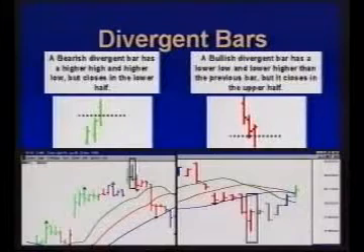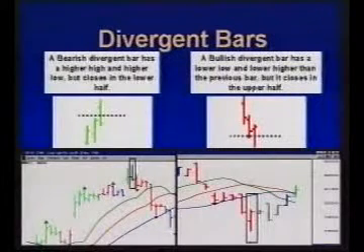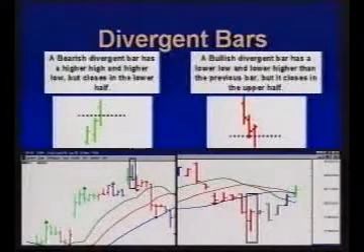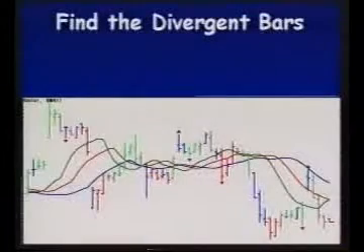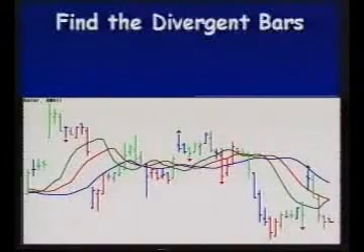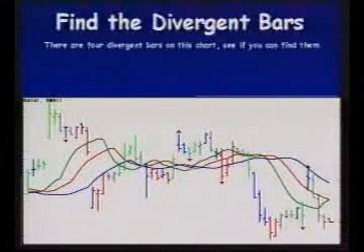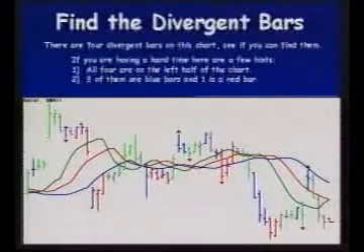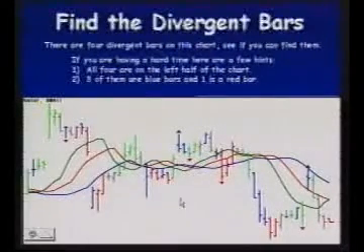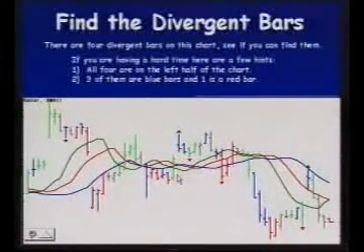Now, let's practice this a little bit, reviewing just for a moment. A bullish divergent bar makes a lower low, lower high, closes in the upper half. A bearish divergent bar makes a higher high and a higher low, but closes in the lower half. Let's look at this on a chart. Let's see if we can find some divergent bars in this particular chart. Here's a couple of hints. There are 4 divergent bars on this chart. If you're having a hard time seeing these, all 4 are on the left side of the chart. 3 of them are blue bars, and 1 is a red bar.